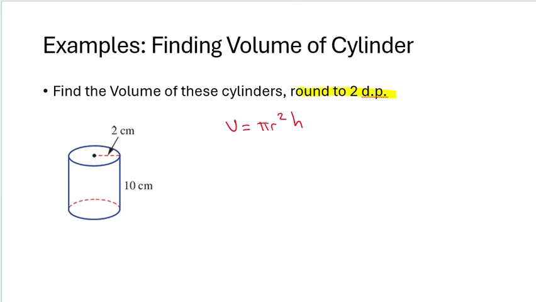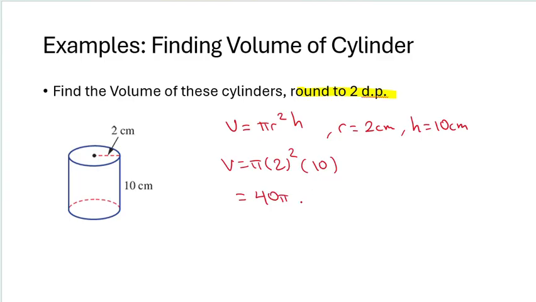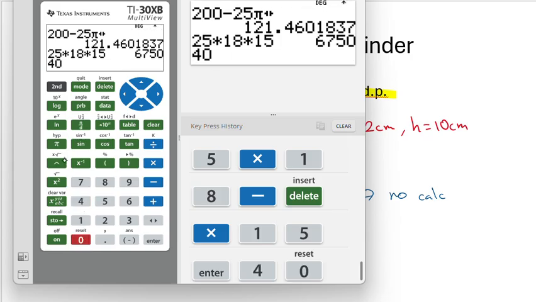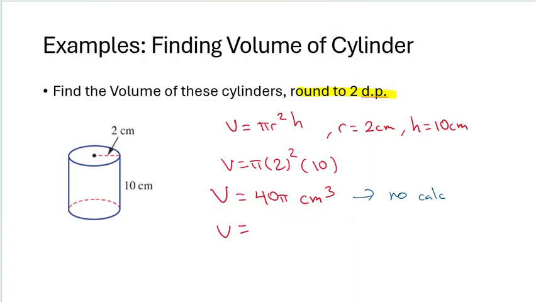They say round to 2, but I'll just show you both anyway. So we know the radius is 2 centimeters and the height is 10 centimeters here. So V equals pi, 2 squared, bracket 10, like so. This becomes 40 pi centimeters cubed. So this answer here is no calc. If we're given calc, then you would just type this in your calculator. 125.66 centimeters cubed. Remember to do that.